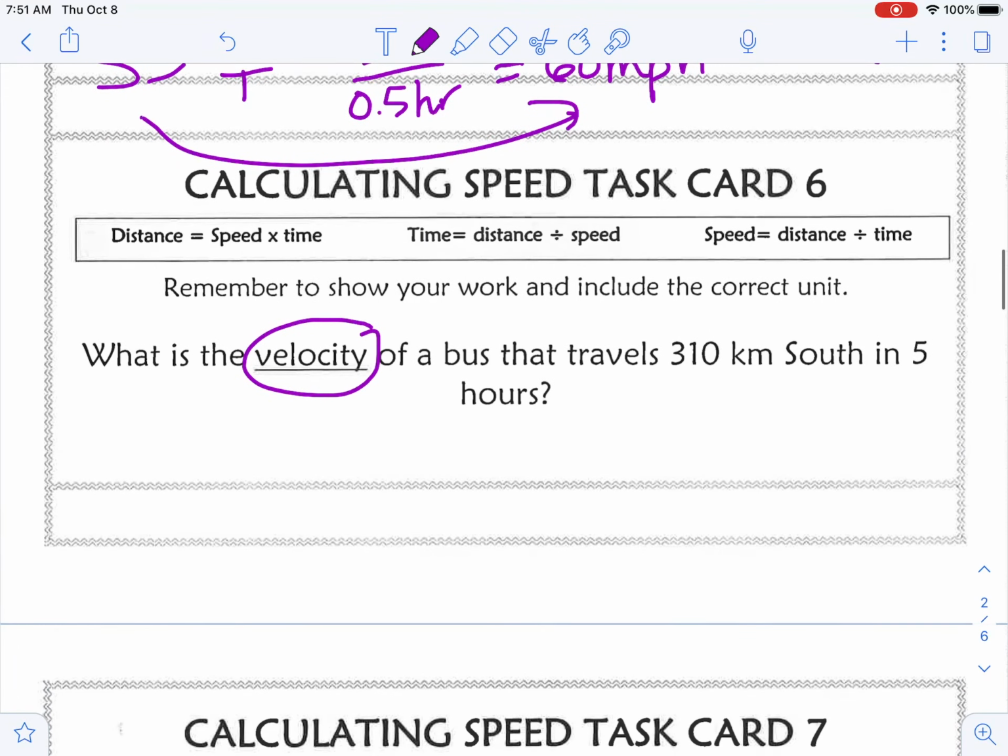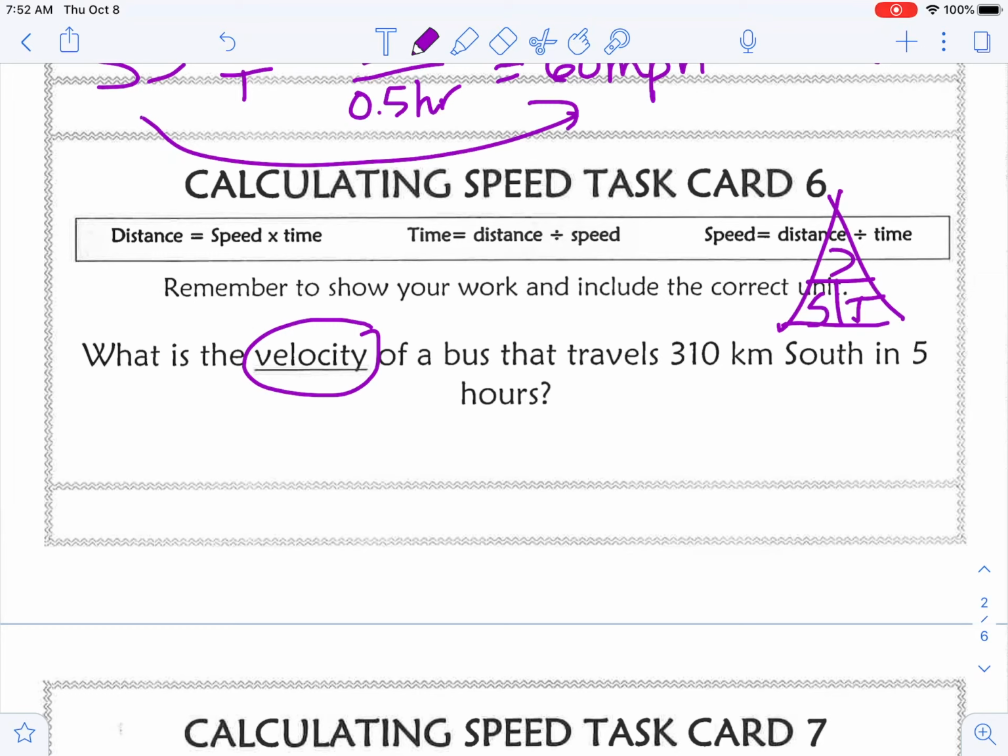And that makes sense because miles per hour, those are 2 units, and a speed needs 2 units. What is the velocity of a bus that travels 310 kilometers south in 5 hours? So we know when we're doing velocity, we're finding speed first, and then we are going to add the idea of direction. That's not working for me well here, so let's start over.